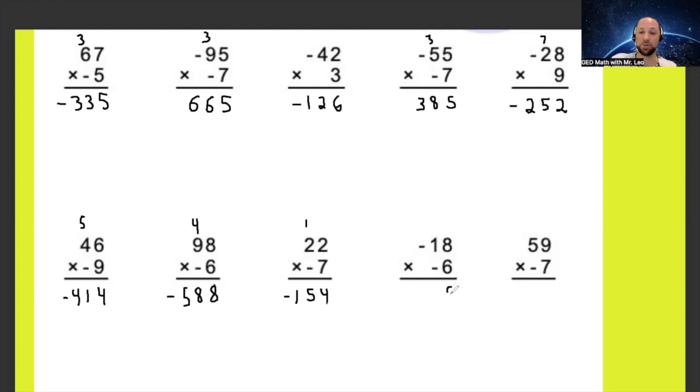6 times 8 is 48. Carry the 4. 1 times 6 is 6. Add the 4. That's 10. This is a double negative. Final answer, 108. Positive. Last one.